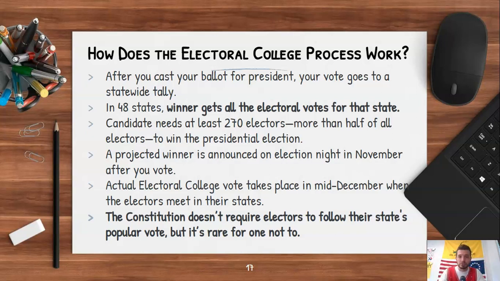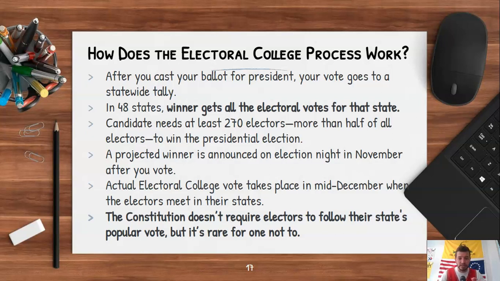But again, you want to make sure that you get all the votes counted before you're projecting who the winner is going to be, just in case any changes might take place. So again, the actual Electoral College vote takes place in mid-December. That's when the electors meet in their states and formally cast their ballots. The Constitution does not require electors to follow their state's popular vote, but it's rare for one not to.